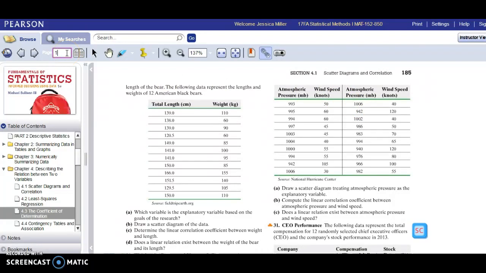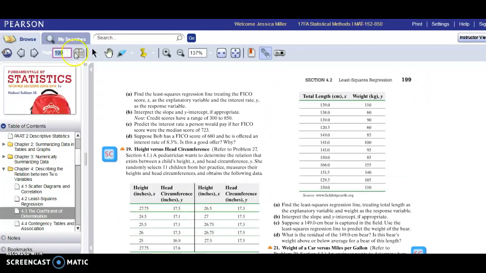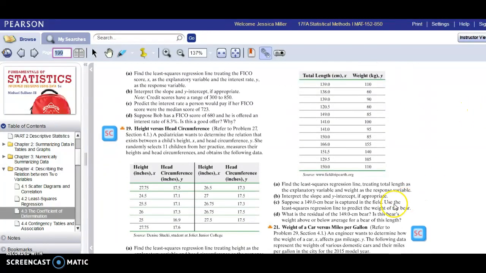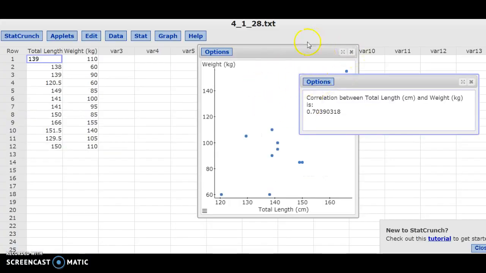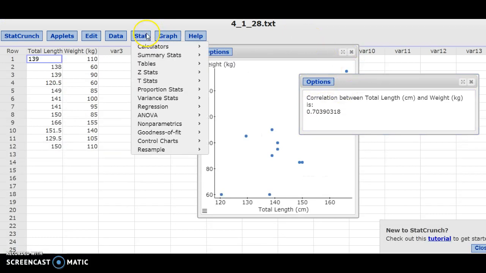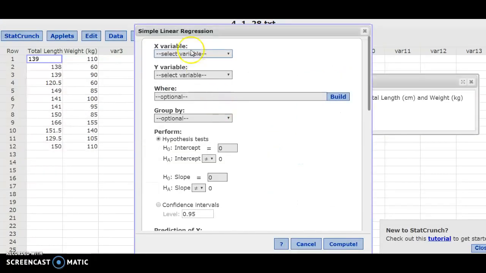Let's go to page 199, and they ask a series of different questions. In this case, they're going to be asking us for the least squares regression line and then some interpretations. So for the regression line, let's go back to StatCrunch. I'm going to leave this and choose regression and simple linear.